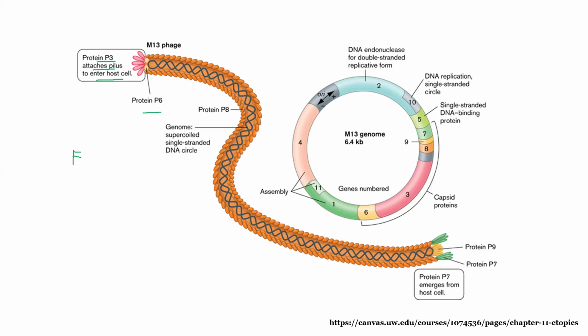There is protein P6, as we have already discussed, and P7 and P9 at the other end. The circular single-stranded DNA is supercoiled inside this bacteriophage. There are 5 promoters and 3 terminators. This is the genome or the genetic map of this bacteriophage.